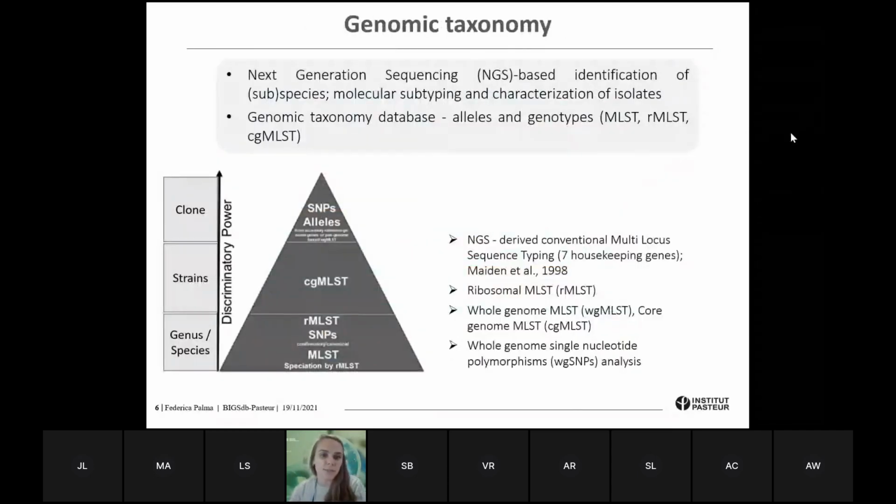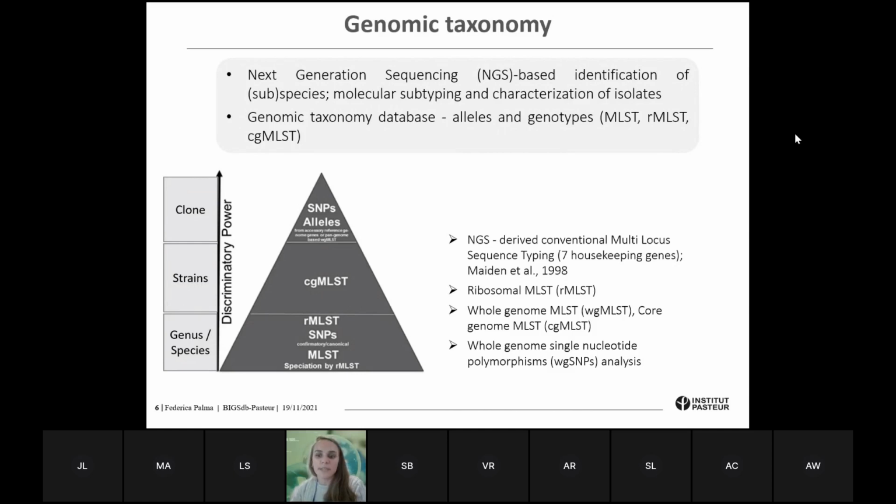Thanks to next generation sequencing, we can increase the discriminatory power of identification and molecular typing, also improving the characterization of isolates through different approaches, such as the multi-locus sequence typing approach, which can also, thanks to next generation sequencing, be extended to the whole genome, so to core genome or whole genome multi-locus sequence typing, and another approach would be the whole genome single nucleotide polymorphism analysis.